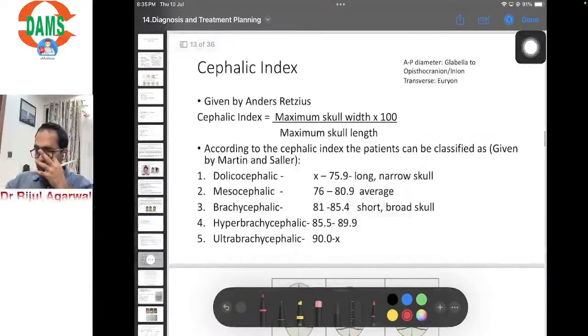Moving ahead, the cephalic index. It was given by Anders Retzius. That's why sometimes in the exam they ask you with the name of, instead of cephalic index, Retzius index as well. This is an accepted name. That's why remembering the name becomes important. So it's the ratio between the skull width divided by the skull length into 100.